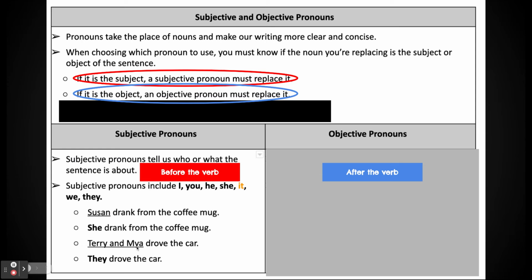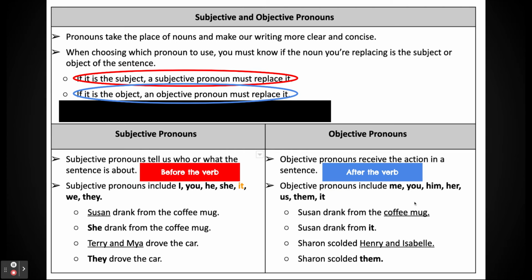Terry and Maya are the subject of the sentence, so it's two people. We're going to use the subject pronoun they. Notice how they come before the verb drank and drove, okay? Object pronouns come after the verb. Here's your list: me, you, him, her, us, them, and it. Notice how they come at the end of the sentence. They're coming after the verbs.